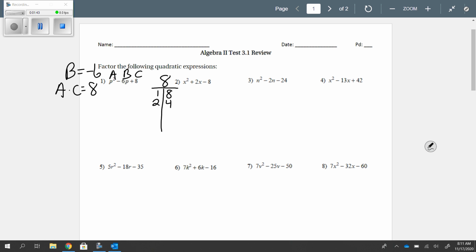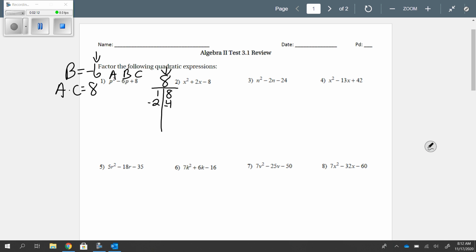And the way we do that is make them both negative. Don't just make one of them negative, because if you do, negative 2 times positive 4 is negative 8. That's wrong. And negative 2 plus 4 is not negative 6. But if we make both of them negative, negative 2 times negative 4 is a positive 8. All right, and then negative 2 plus negative 4 is a negative 6. So we know we found our winning factors.